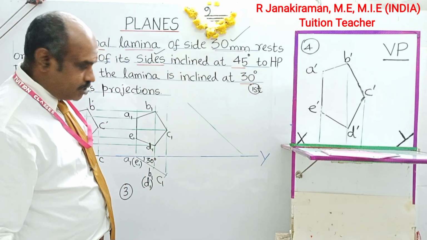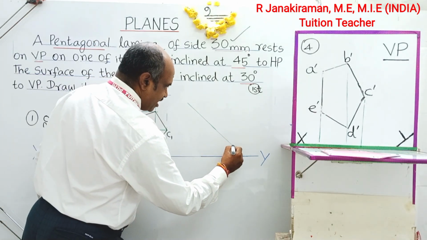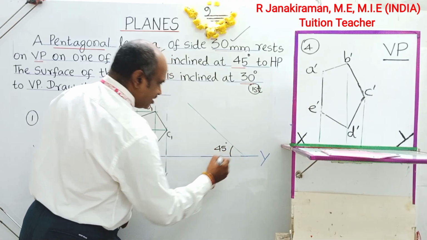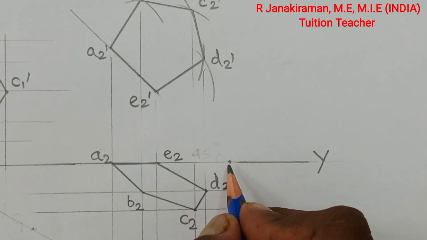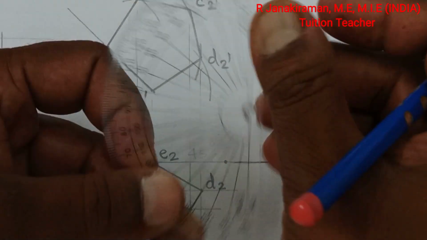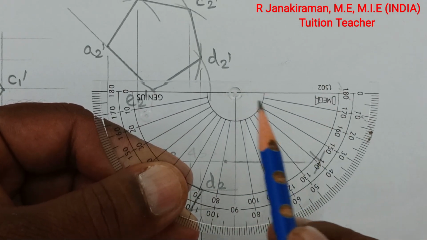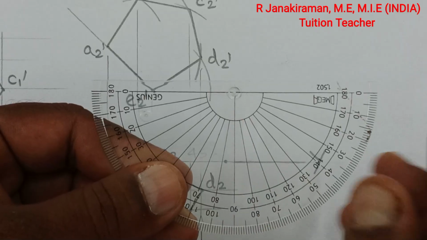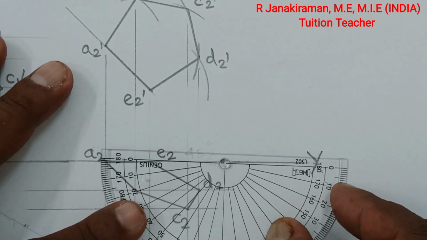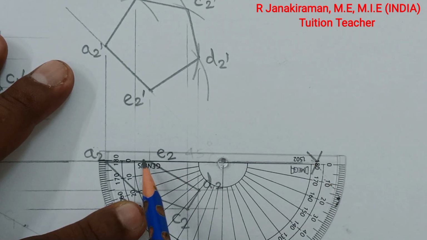So locate one point on this 45 degree inclined line. 45 degrees inclined to HP means that the angle will always come above the XY line. It's a straight line concept. This is the located point on the XY line. Next, take your protractor. The printed horizontal line is the baseline of your protractor, and this is the center of your protractor, which should coincide with this located point on the XY line. Adjust your protractor so that the printed line and the XY line merge.